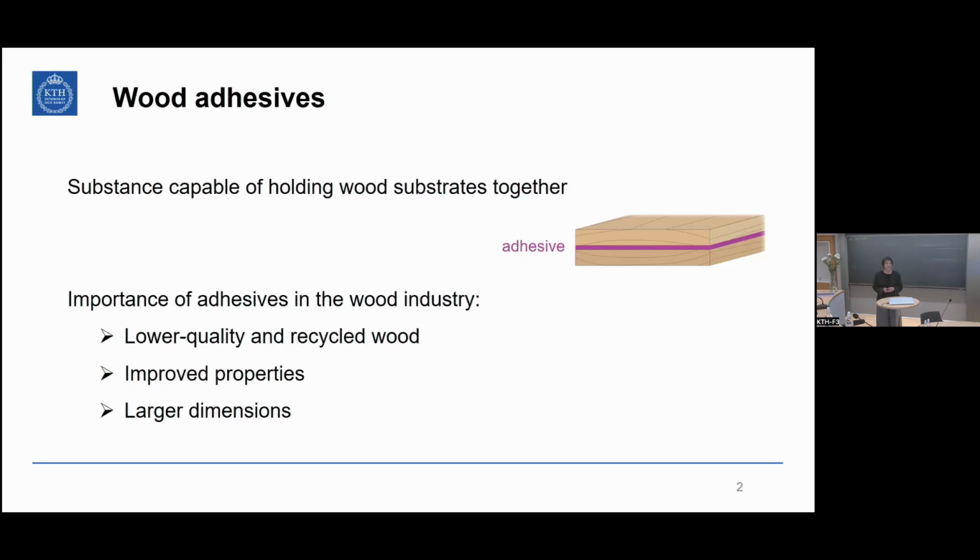And adhesives in the wood industry are important today because they allow us to use lower quality wood or recycled wood. We can achieve improved properties compared to solid wood in some cases. And also we can achieve larger dimensions compared with the dimensions that we can achieve with one piece of solid wood.